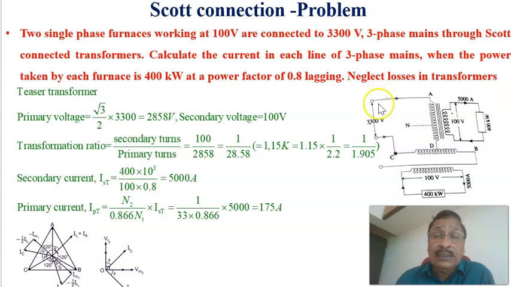The primary voltage, the line voltage of the teaser transformer, is given by root 3 times, because 0.866 times, that is equal to 2858. This is the voltage at the primary side of the teaser transformer, and the secondary side voltage is equal to 100 volts. We have calculated the primary current, which is equal to 175 amperes. That is the current through the primary of this teaser transformer, equal to 175 amperes, the same as the line current IA.